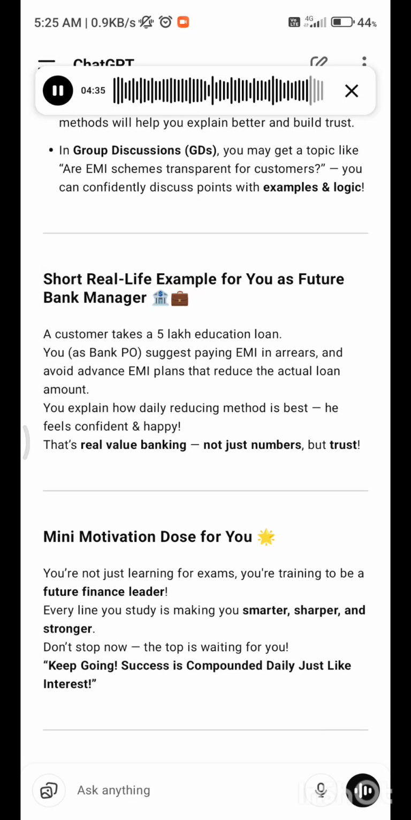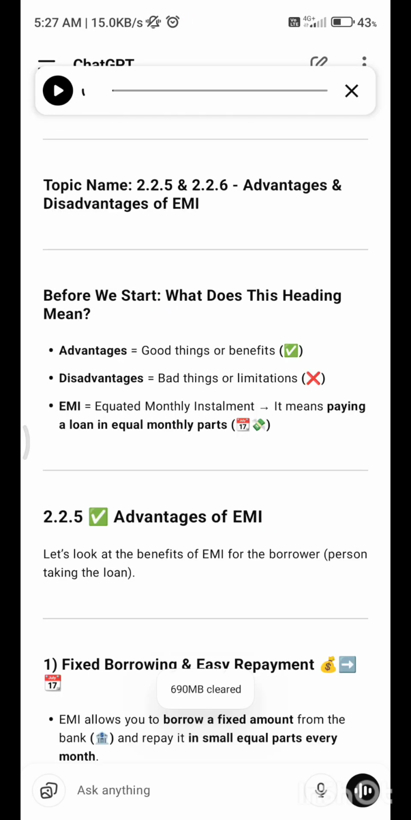Mini motivation dose for you. You're not just learning for exams, you're training to be a future finance leader. Every line you study is making you smarter, sharper, and stronger. Don't stop now. The top is waiting for you. Keep going. Success is compounded daily, just like interest.